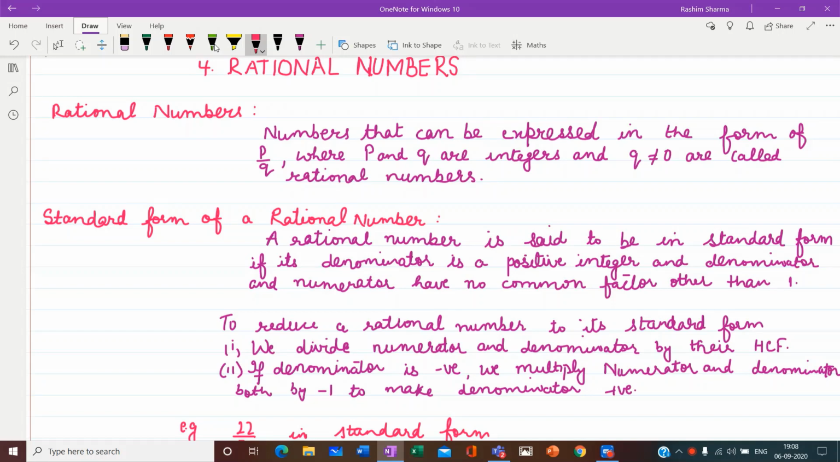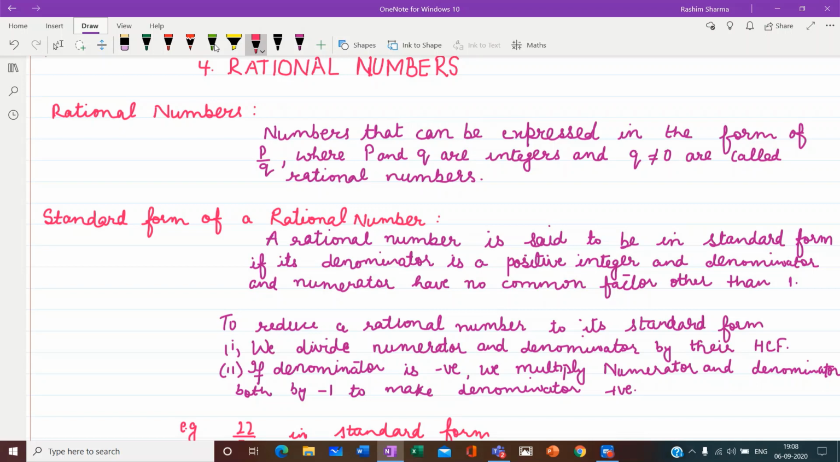Hello students. Today we will continue with chapter 4, rational numbers. Now we all know what rational numbers are: numbers that can be expressed in the form of p upon q, where p and q are integers and q is not equal to 0. These numbers are called rational numbers.